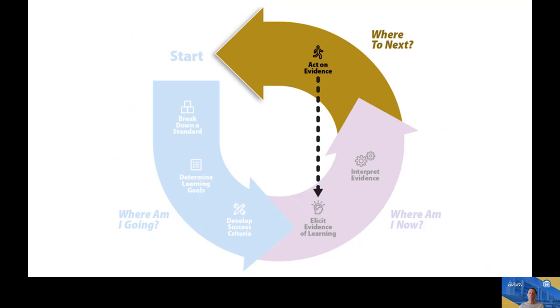And as you can see, there's a dashed line that connects acting on evidence to eliciting evidence of student learning. And that reflects the cyclical nature of the formative assessment process. Because once we've taken pedagogical action in response to evidence of student learning, we then have to elicit further evidence to determine if that action was successful in moving student learning forward. We also use that to help inform what comes next in helping students meet the intended learning outcomes.